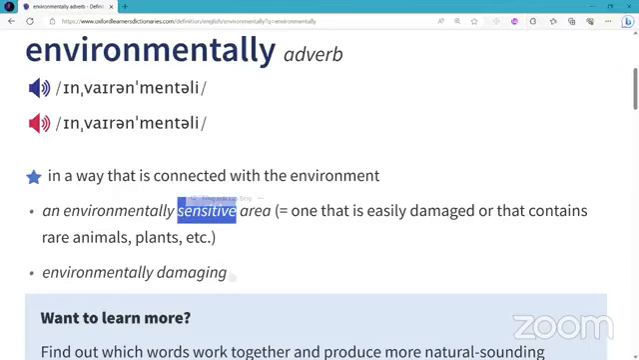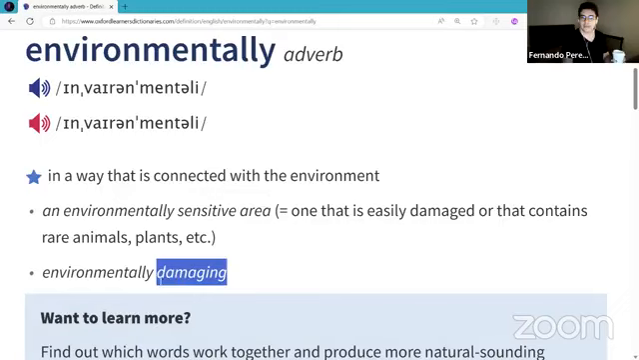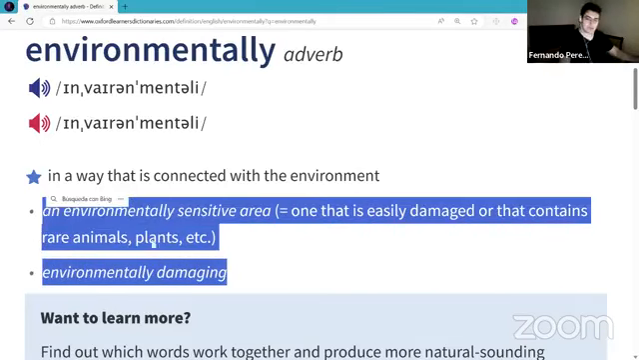A noun. Sensitive, damaging, it's an adjective. It's a description. So usually the word environmentally is put before an adjective. Give me an example using environmentally.